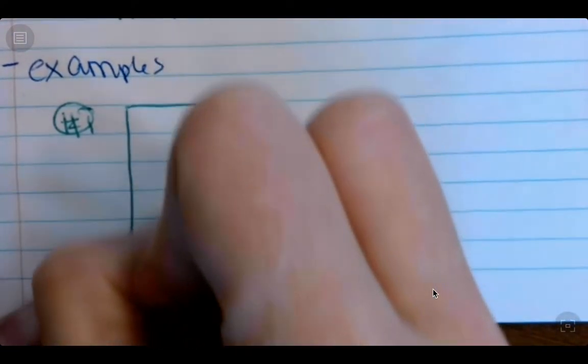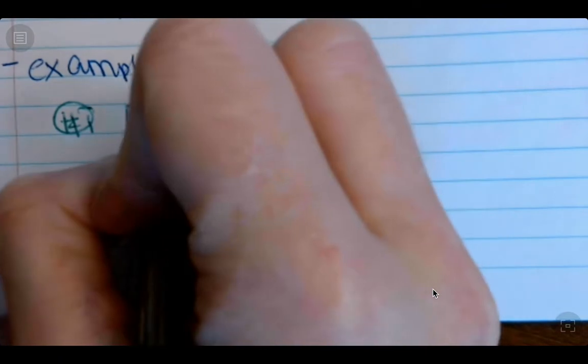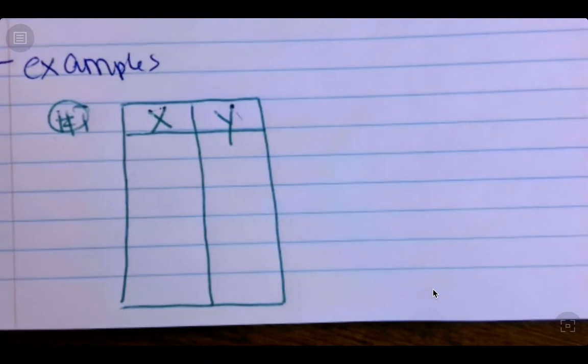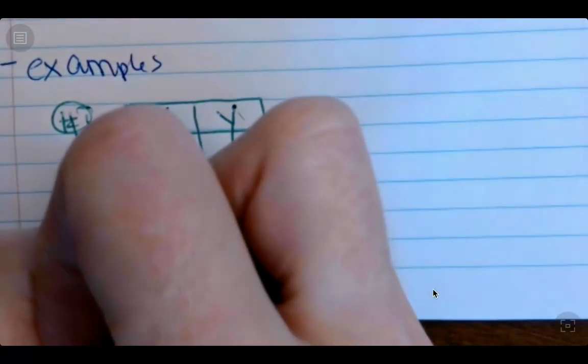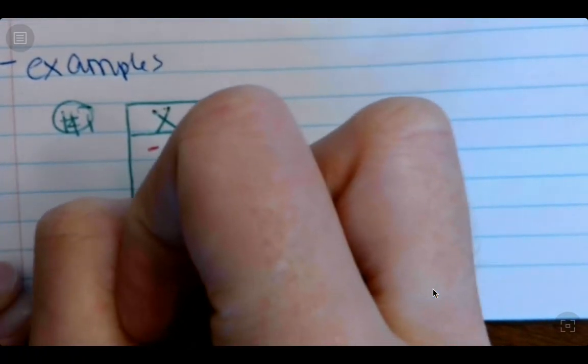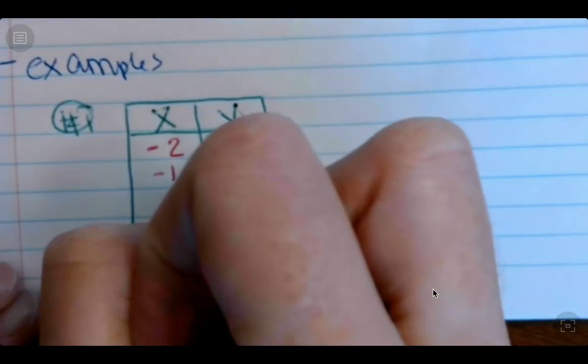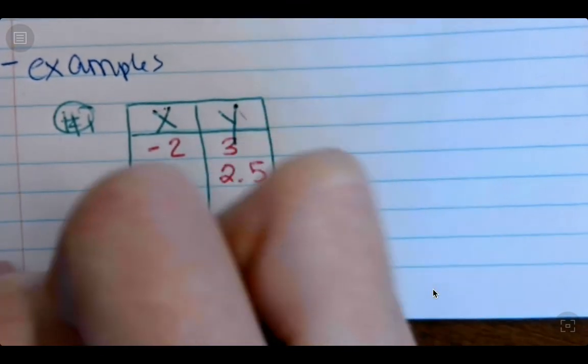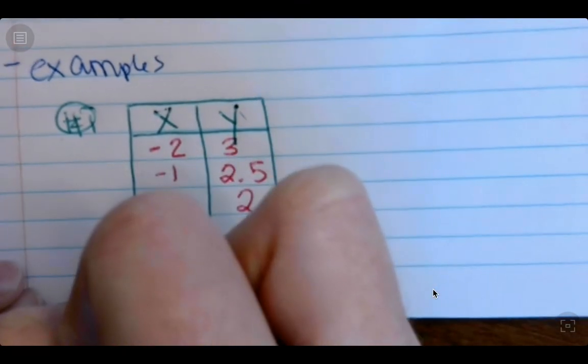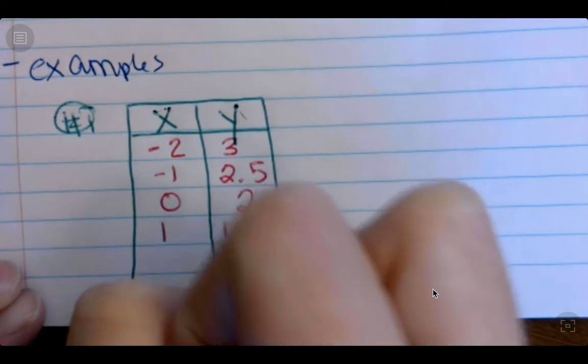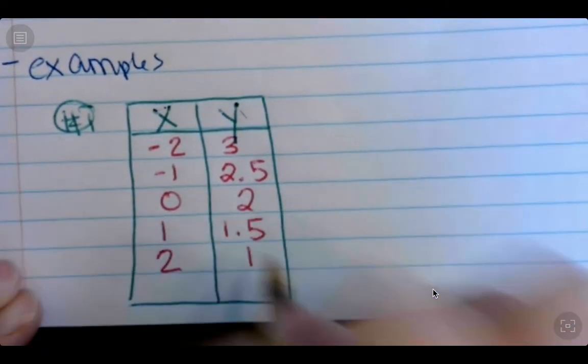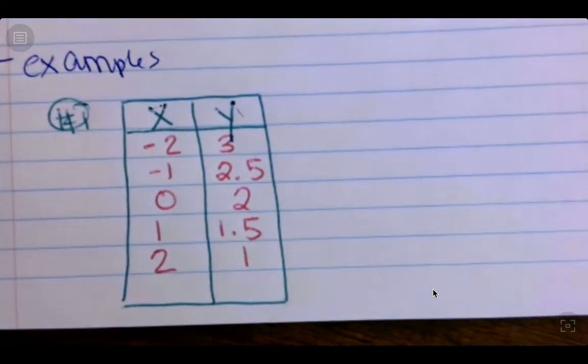Make a rectangle that is cut in half, hot dog style. X is always on the left, Y is always on the right. Even if they use different letters, X is always the left, right is always the Y. Here are the points that I want you to use: -2, 3; -1, 2.5; 0, 2; 1, 1.5; 2, 1.